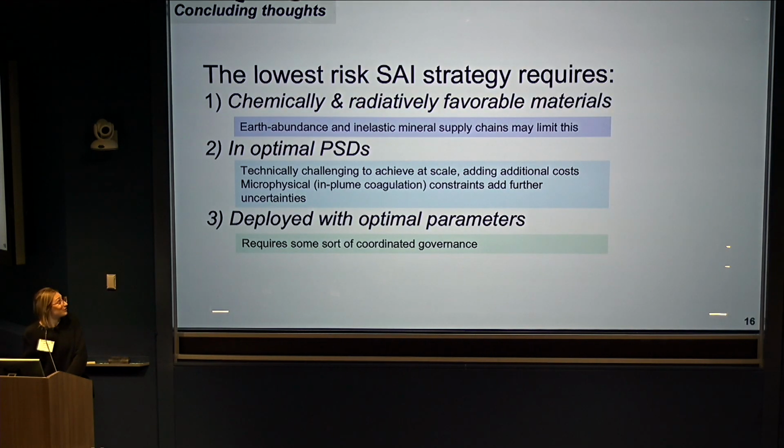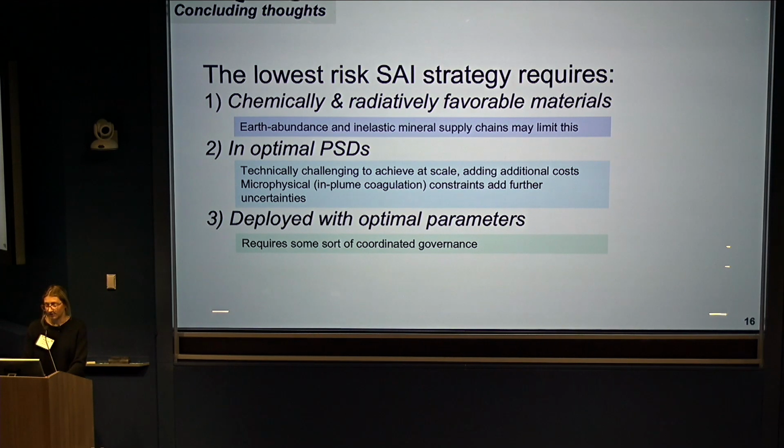So sort of some concluding thoughts. There are a lot of things we know about the lowest risk SAI strategy. We know that it requires the use of chemically and radiatively favorable materials, which is potentially limited by earth abundance and the inelasticity of mineral supply chains. We know that dispersing in optimal PSDs is quite critical, but it may be technically challenging to achieve at scale, potentially adding additional costs that may limit the executability of such a strategy.